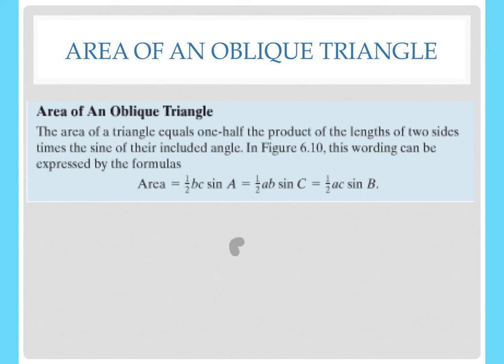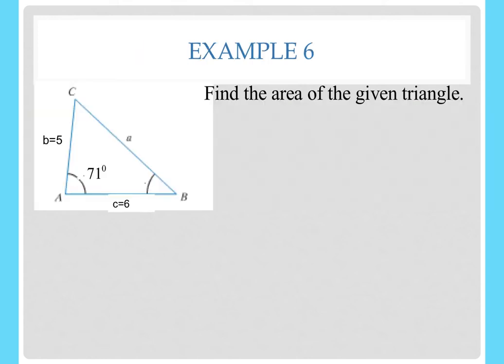So I could use this one if I'm given side BC and angle A. I can use this one if I'm given sides AB and the angle C. And I can use this one if I'm given AC and the angle B. So this would be for a side angle side scenario. That will look like this.